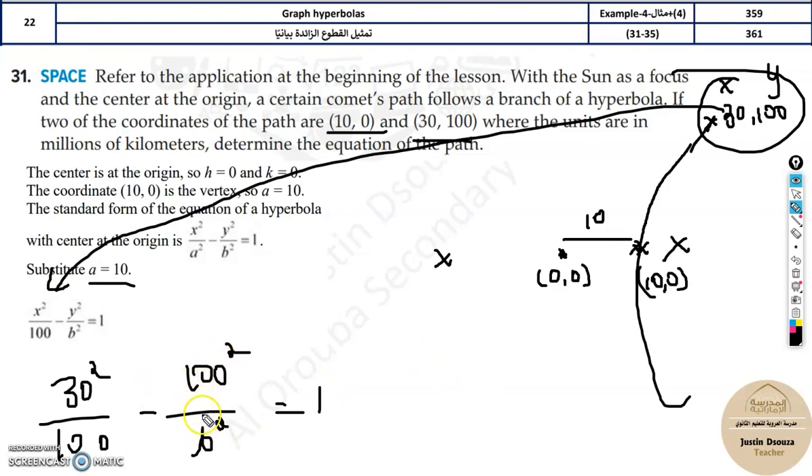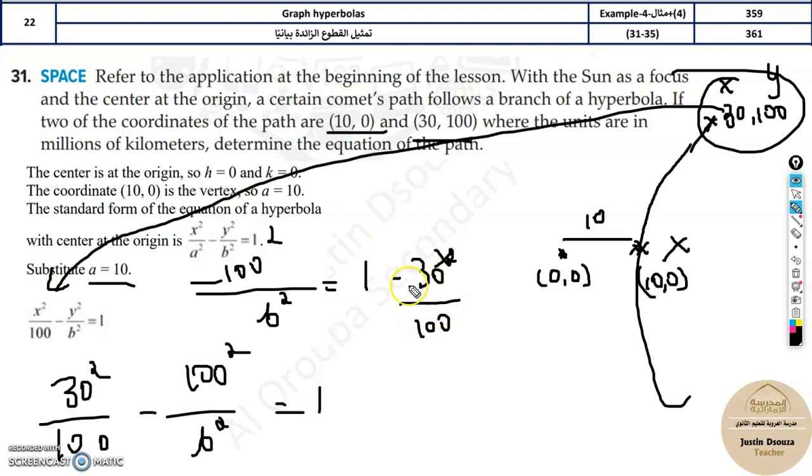Now you need to simplify and solve this. There are many methods. Solve this, take it to the other side, and then you will have minus 100 squared divided by b squared equals 1 minus 30 squared divided by 100. Put this in the calculator, and you'll get a value. Take this to the other side, and you can take the square root and solve it up. Okay, so this is done.